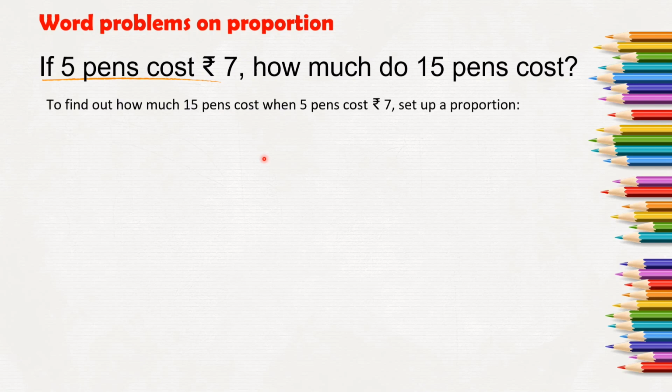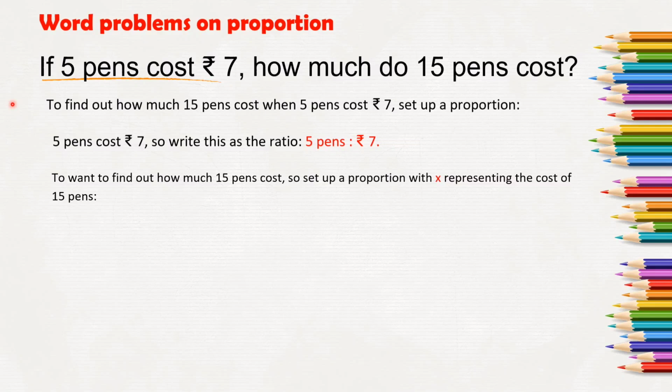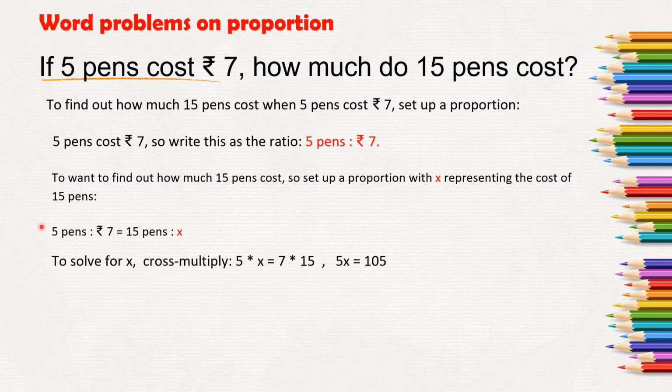So you can write this as the ratio 5 pence is to 7. Now you want to find out how much 15 pence cost. So we have to write the proportion with x showing the cost of 15 pence. 5 pence is to 7 rupees. 15 pence cost we don't know, so we'll write it as x. Next we'll have to cross multiply here.